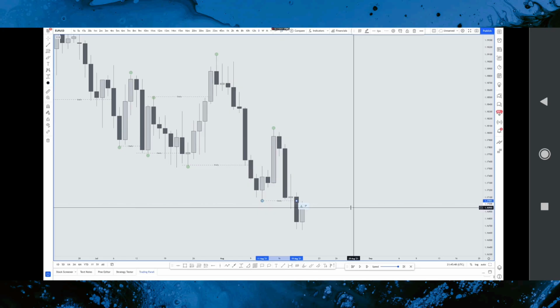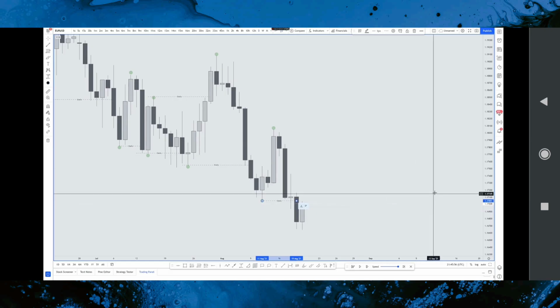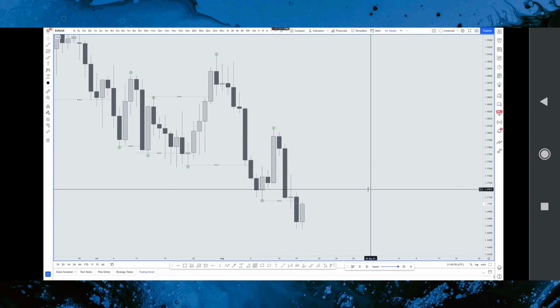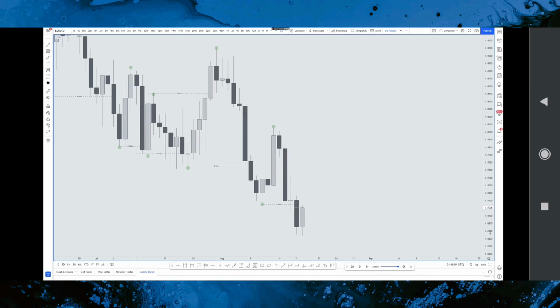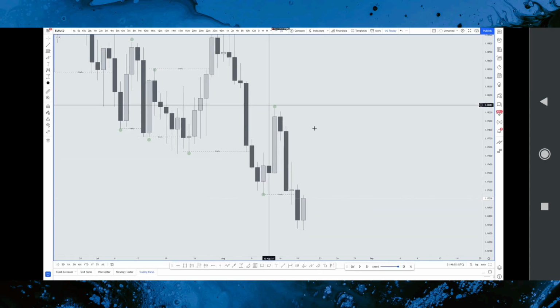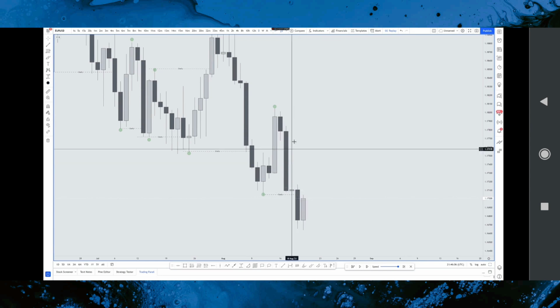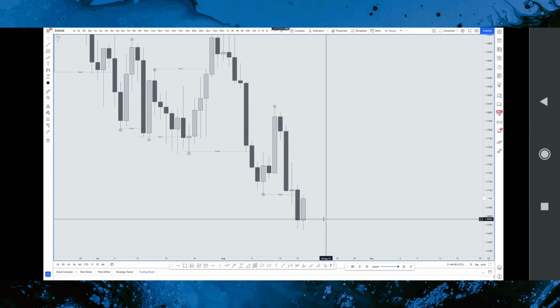With the 15-minute, I map 10 or 15 pip pullbacks as pullbacks. You may choose to go with 15. It's totally up to you. Some people like a little more structure, some people like a little bit less, but those are kind of the guidelines. So 80 to 100 pips for daily. We're going to go with 40 to 50 for 4-hour and 10 to 15 for 15-minute.